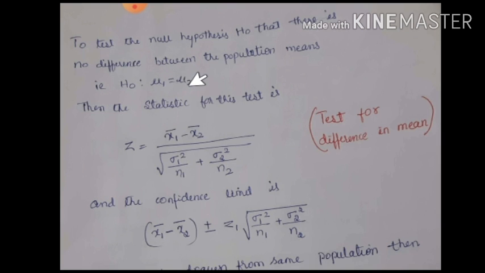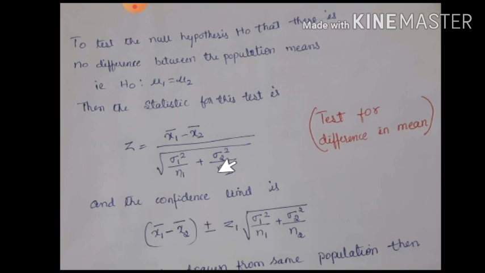Mu1, mu2 are the population means, two different population means. x1 bar, x2 bar are the means of the samples drawn from those populations. Sigma 1 and sigma 2 are the standard deviations of those populations. N1 and N2 are the sample sizes drawn from the populations.